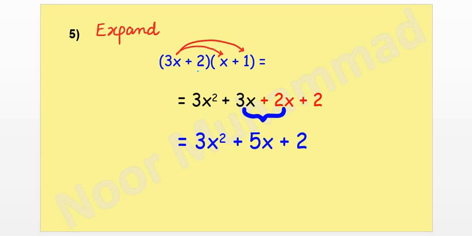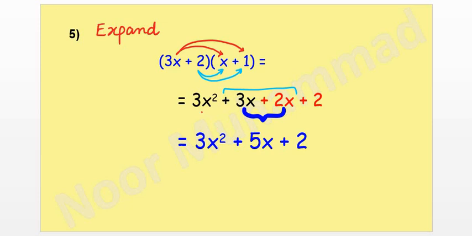Next, we will multiply positive 2 by this x. It will give us positive 2x. And then positive 2 is going to be multiplied by positive 1. It will give us positive 2. Now these two are like terms. Both of them have the same signs, so they can be added, and we will keep the sign.